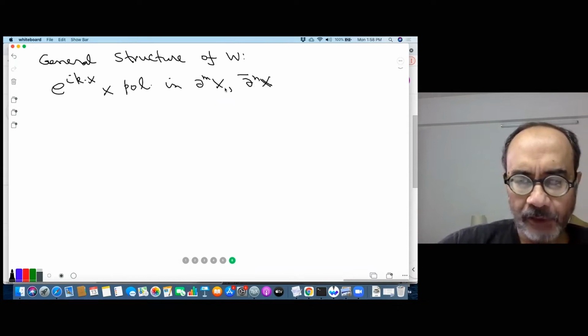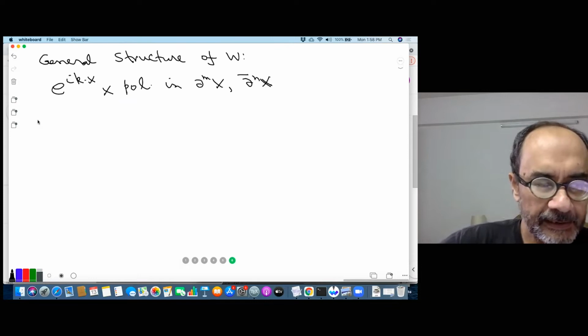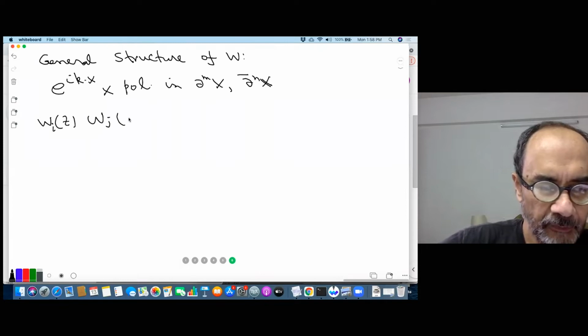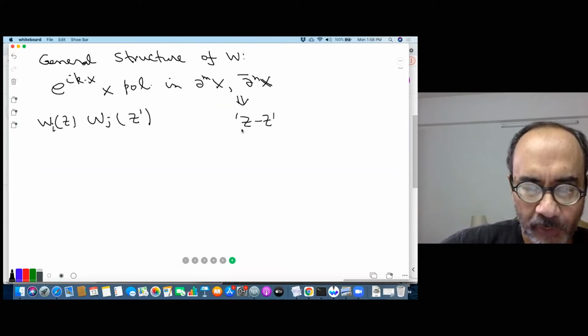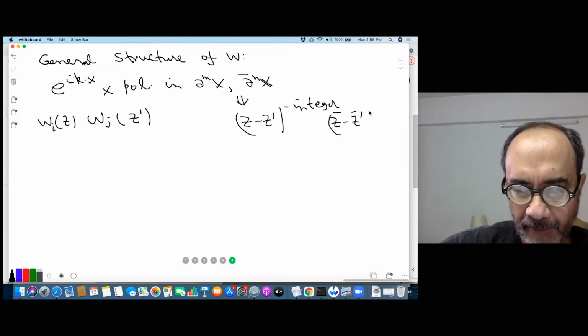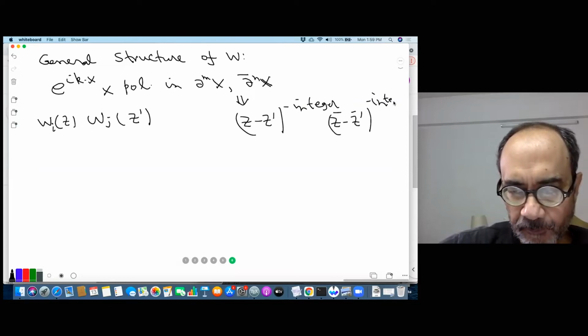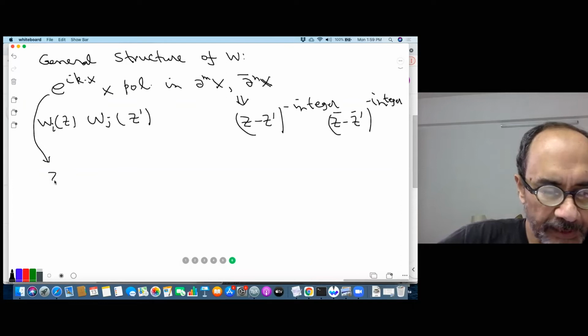Now the operator product expansion of these: these have integer conformal dimensions, so the operator product picks up integers. Let's take W_i of z with W_j of z prime. These factors give (z minus z prime) to the power of minus some integer, and (z bar minus z prime bar) to the power of minus some integer. These give you z minus z prime. This I'll write down explicitly.